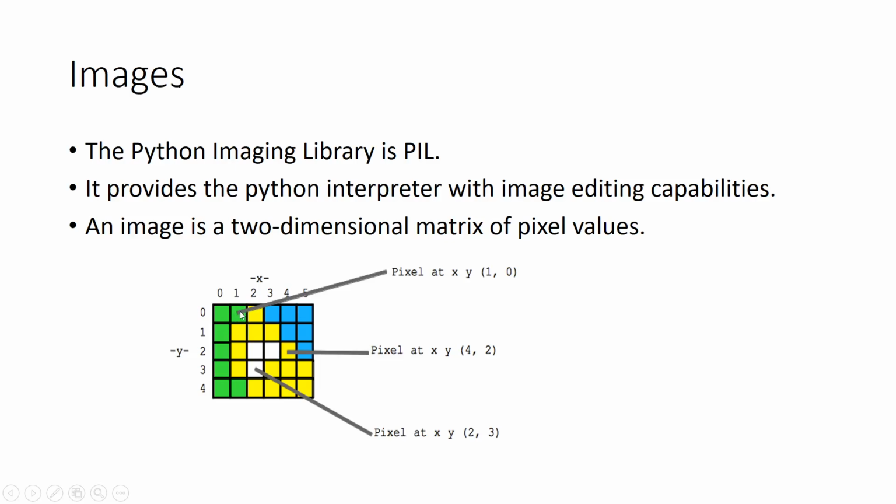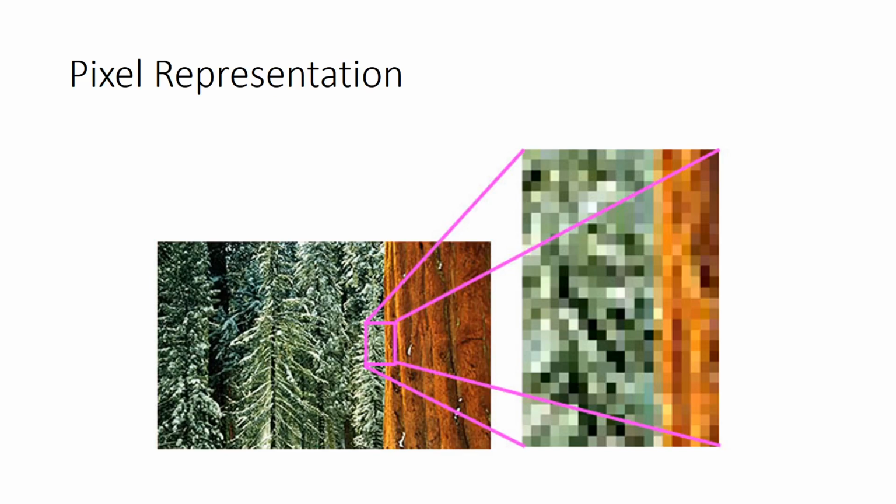It has an x value and a y value, and that x and y value determines how many pixels I have. The x is the width of my picture and y is the height of my picture. This is how I represent my picture in my Python working environment.